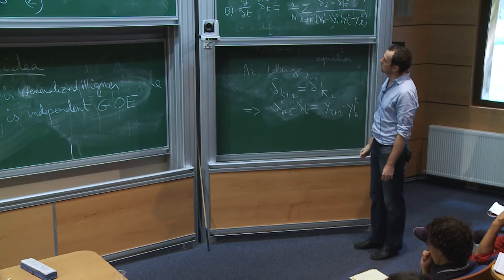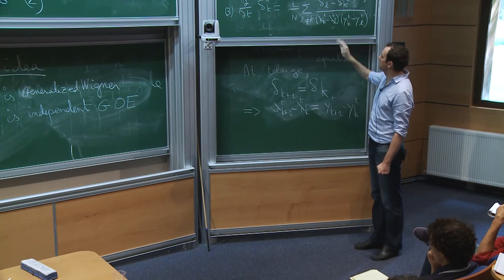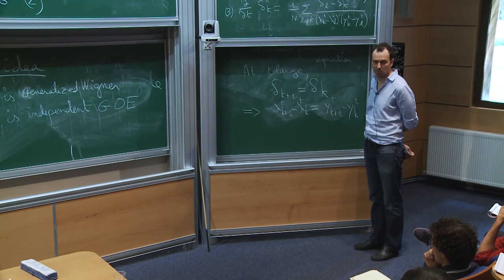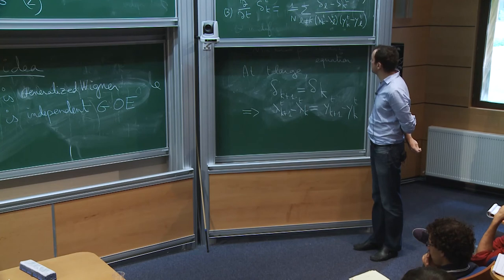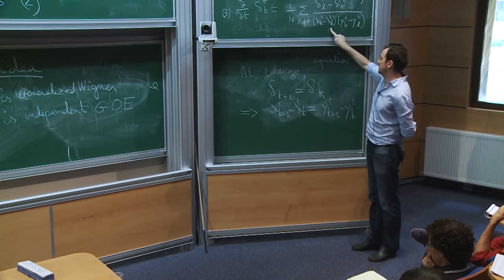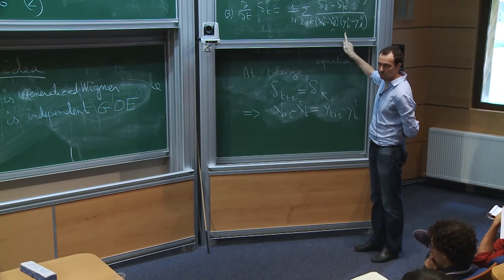So initially, Erdős and Yau derived a method to deal with these equations, which was inspired by the De Giorgi-Nash-Moser theory of parabolic equations. And it was quite challenging. And what we will see is that there is an easier argument to make this rigorous with the maximum principle.